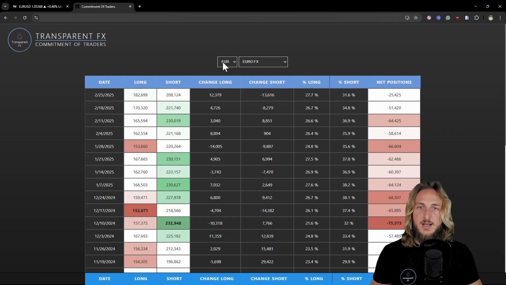Now, if we're looking at the data for the euro, the first thing that we have to keep in mind is that if we're looking at the euro, we're actually already looking at EURUSD, because all currencies on the spot are traded against the USD.